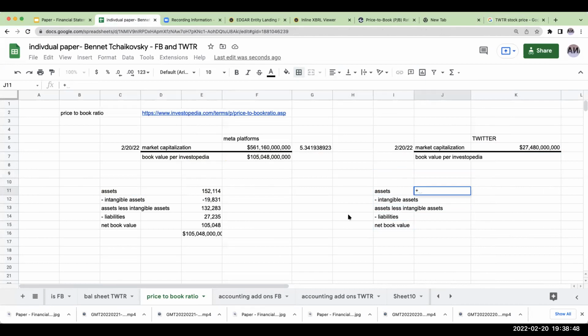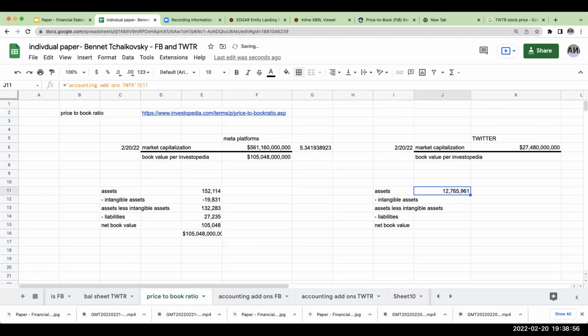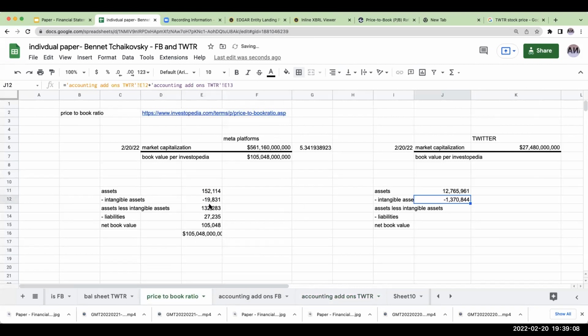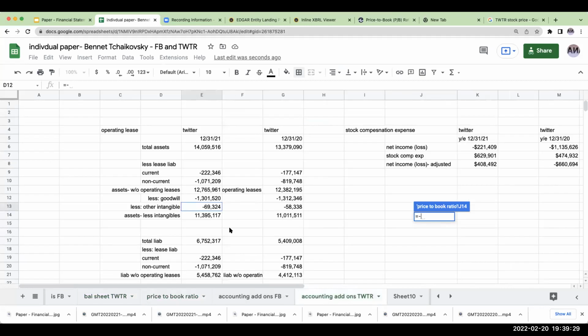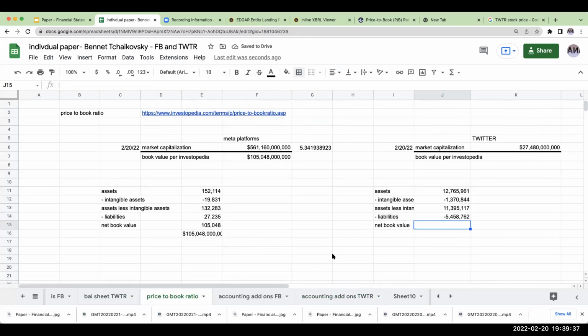So over here, my assets are going to be, let's go to our accounting add-ons for Twitter. Assets over here without the operating leases, 12 billion. My intangible assets are going to be the goodwill less the other intangibles. So my assets less those intangibles are 11,395,000,000. So over here, my liabilities for Twitter, when I'm eliminating those lease liabilities, get to 5,458,000,000. So my net book value over here for Twitter is going to be 500, but this amount is in thousands.